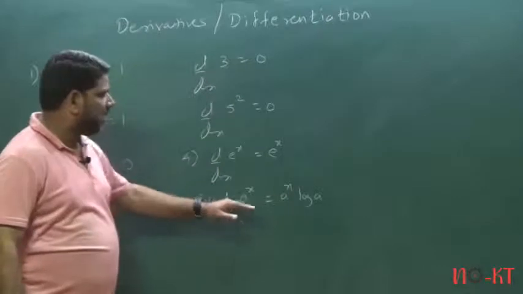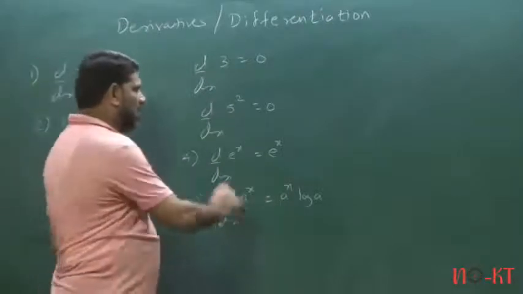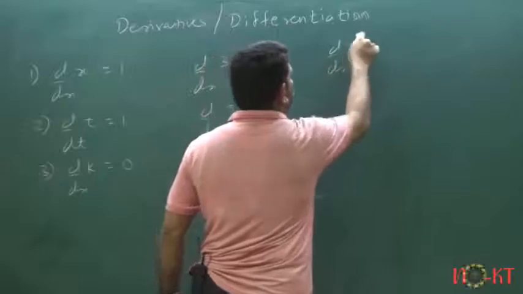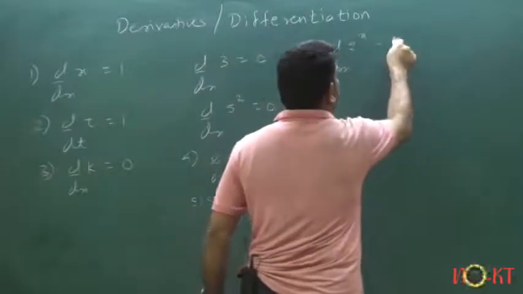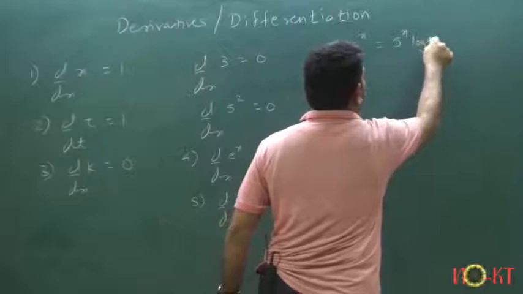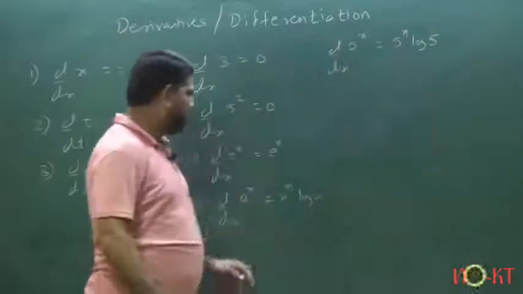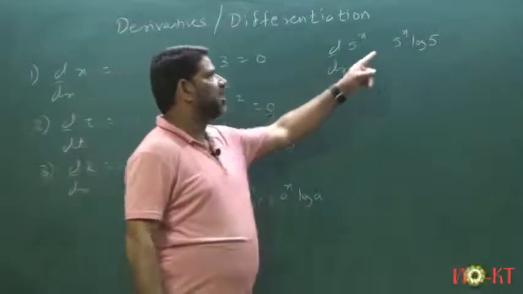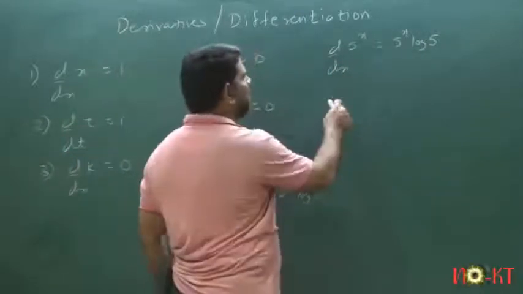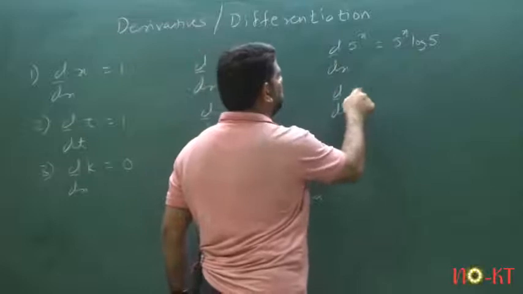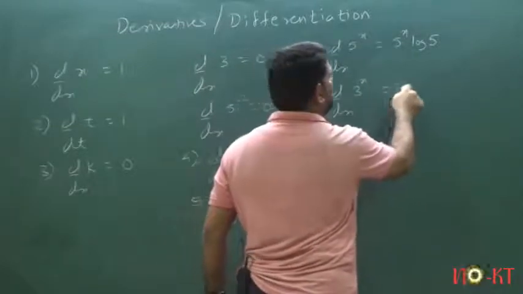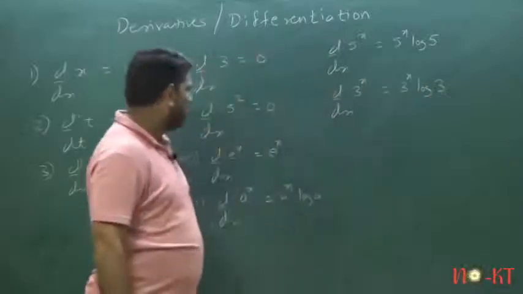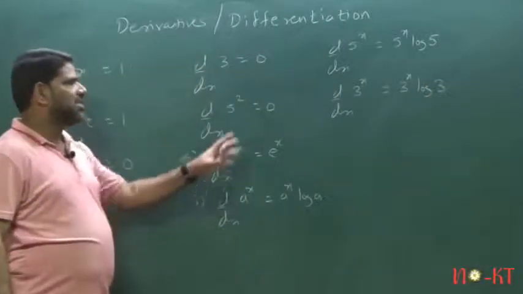Fifth formula. Again I can take examples of this also. If I take an example, d by dx of 5 raised to x is obviously 5 raised to x into log of 5. Since I said a raised to x is a raised to x into log a, 5 raised to x gives 5 raised to x into log 5. I can take one more, derivative of 3 raised to x. This will be 3 raised to x into log of 3. So we got formula number 5, and we showed examples of that also.